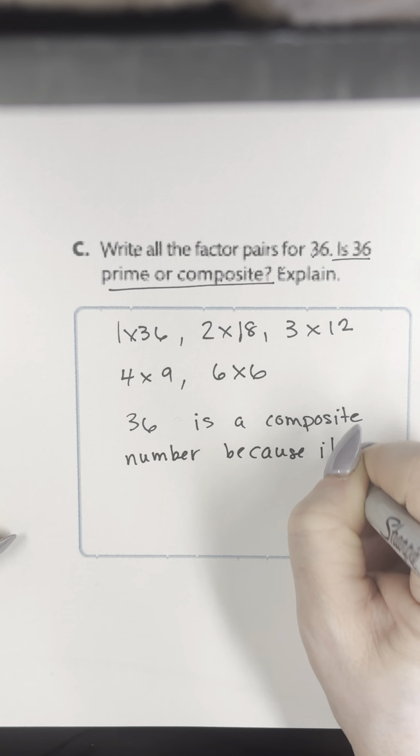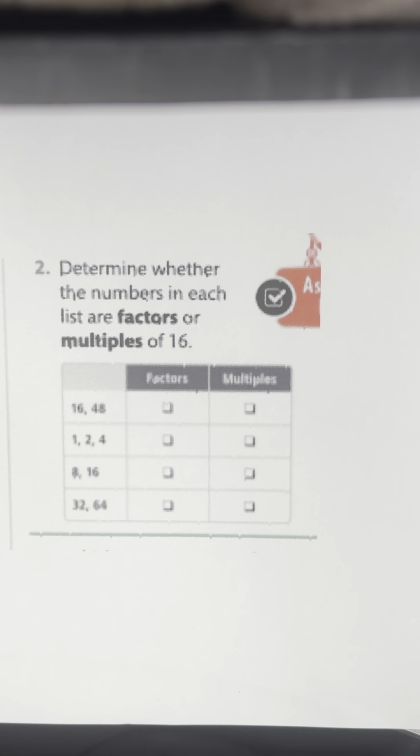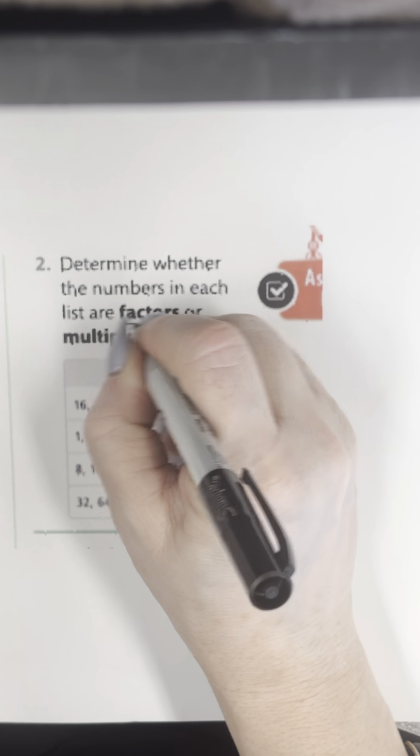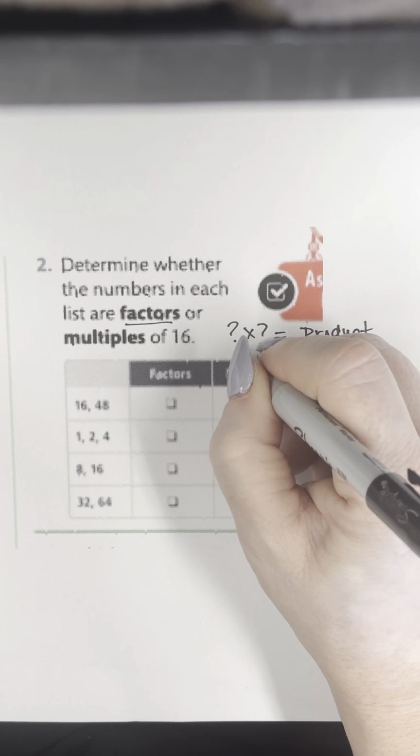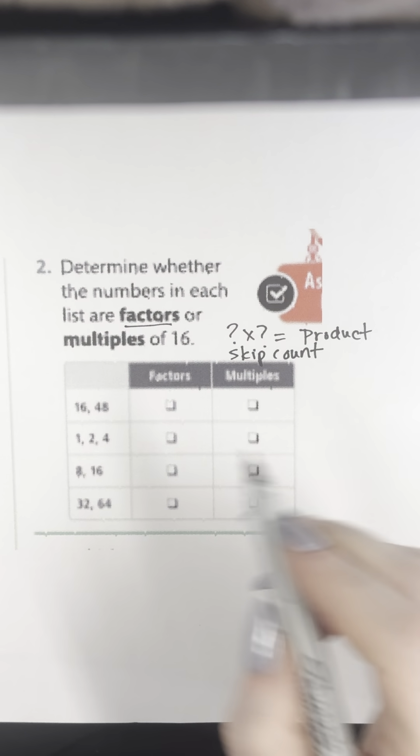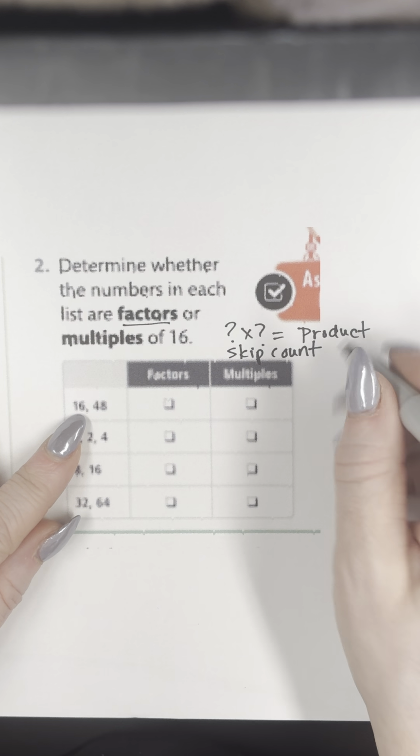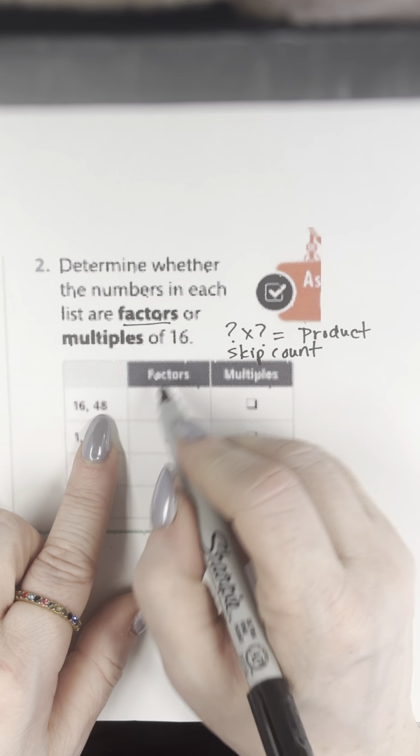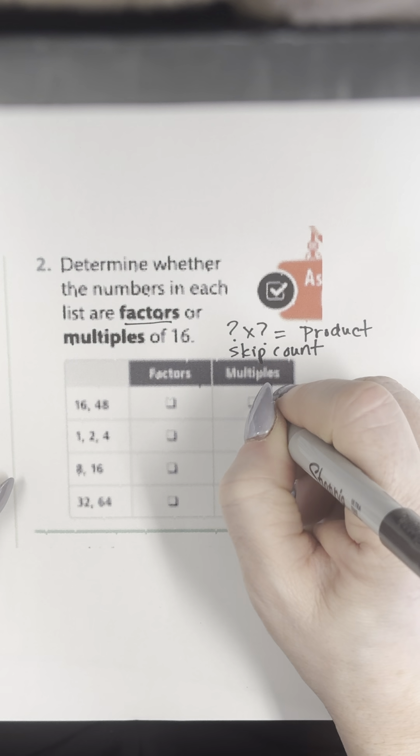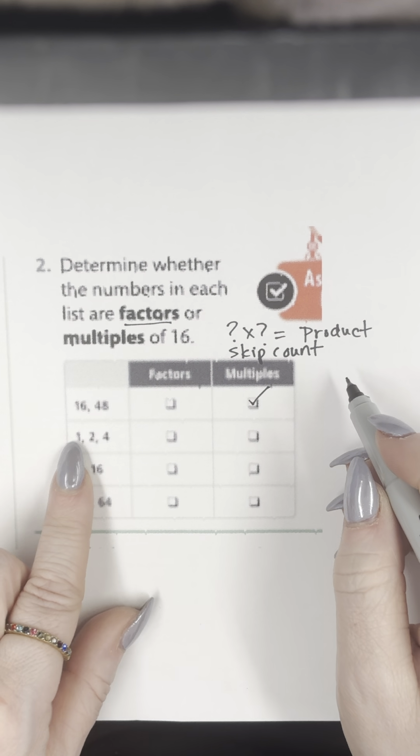Let's move on to number 2. Determine whether the numbers in each list are factors or multiples of 16. Remember, a factor is something times something equals a product, and a multiple is skip count. Okay, so 16. Well, I know 16 is a factor of 16 because 1 times 16 is 16. But now, let's see. 48 can't be a factor of 16 because you can't multiply something times 48 to get 16. So these are multiples.